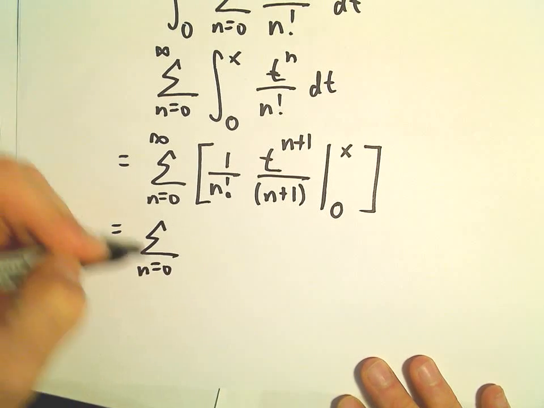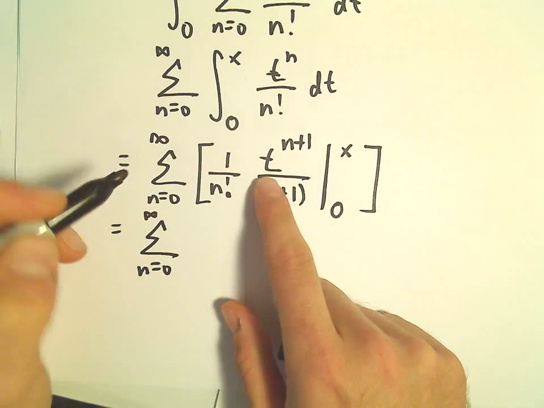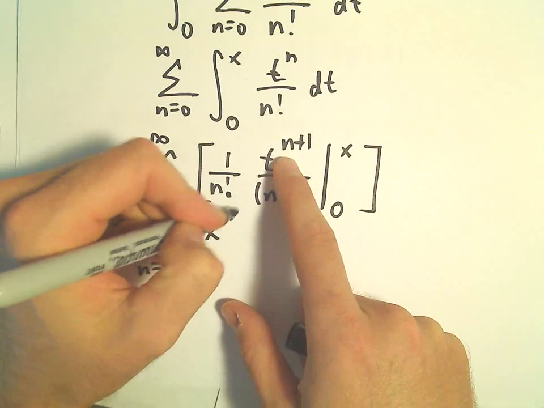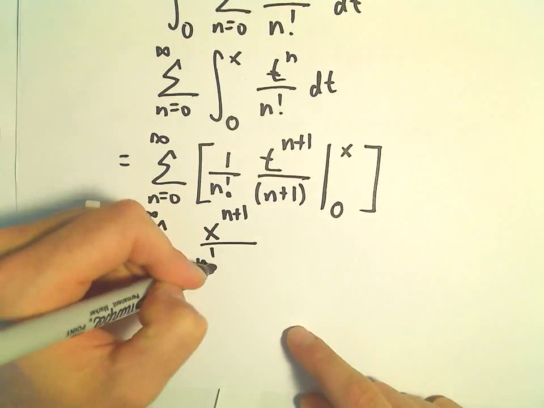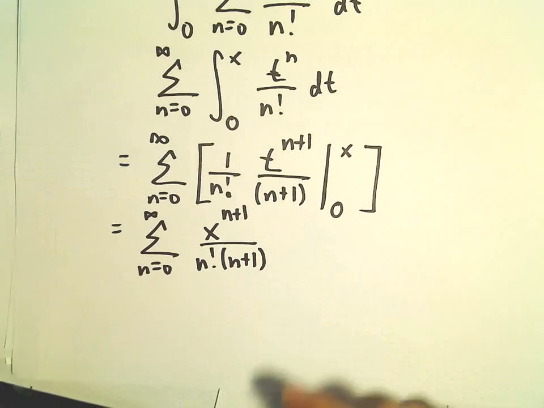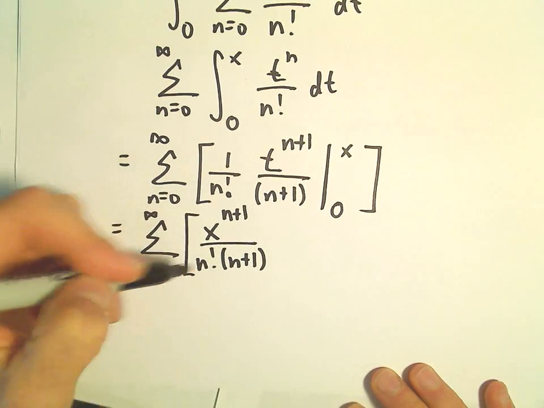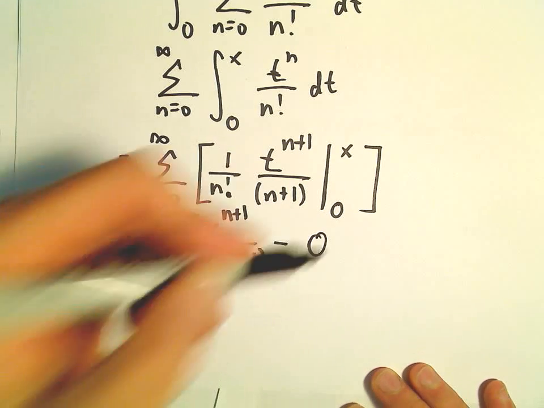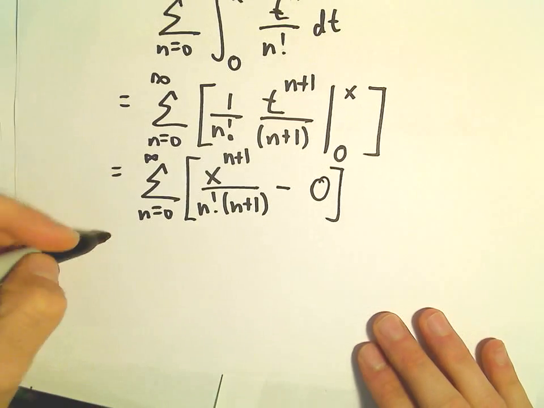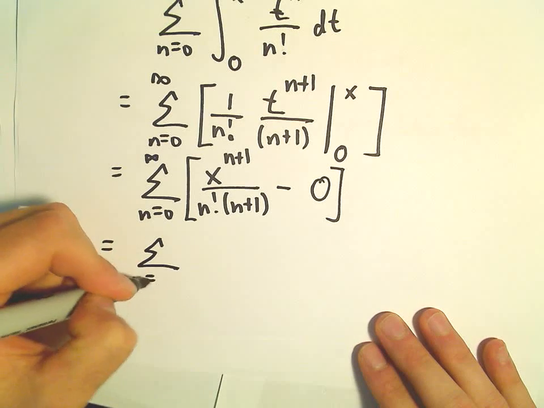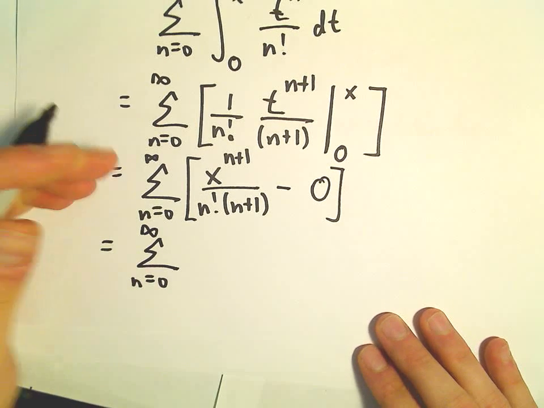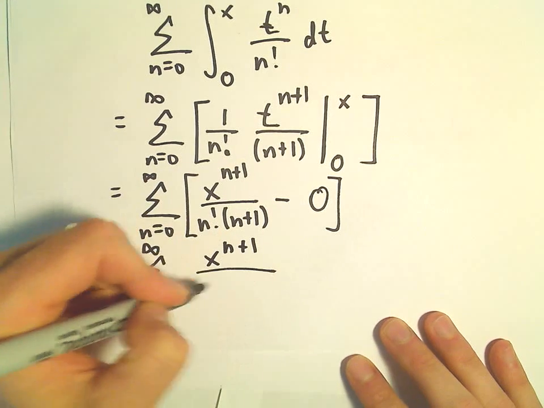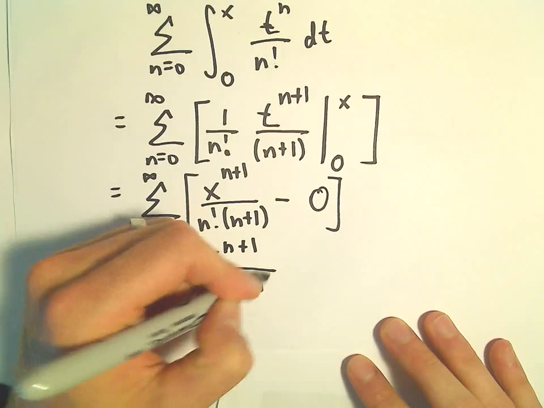And well, if we plug that in, notice we're again replacing the t. We'll have x raised to the n plus 1 power over n factorial times n plus 1. When we subtract away the lower limit of integration, we're plugging in 0 for t, so we would just be left with 0. So all we're going to be left with is the series from n equals 0 to infinity, x to the n plus 1 over n factorial times n plus 1.